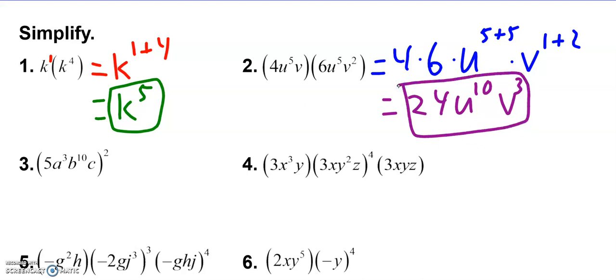All right, so I want you to pause the video. I want you to try to do 3, 4, 5, and 6 on your own or with a partner, and then unpause when you are ready to check those.